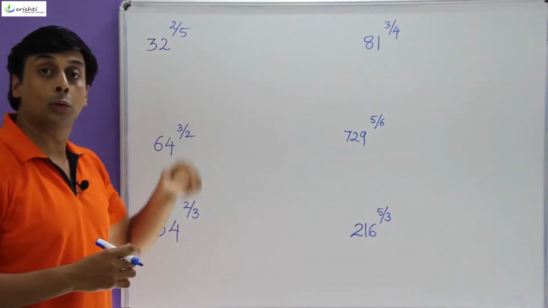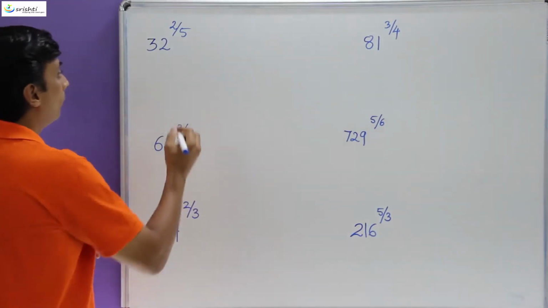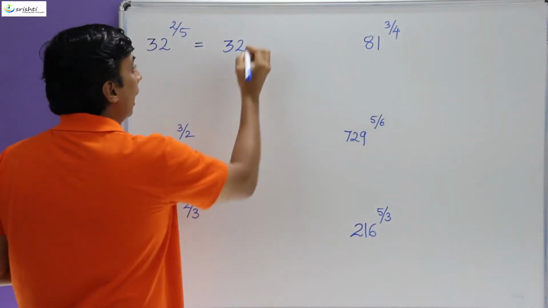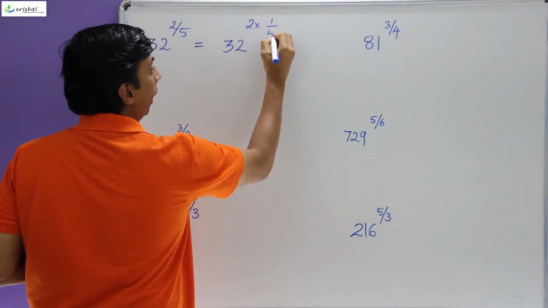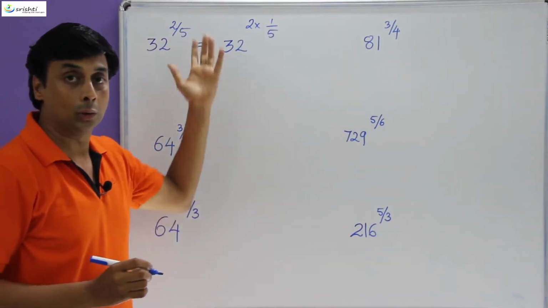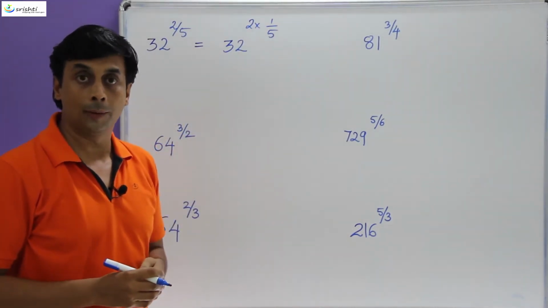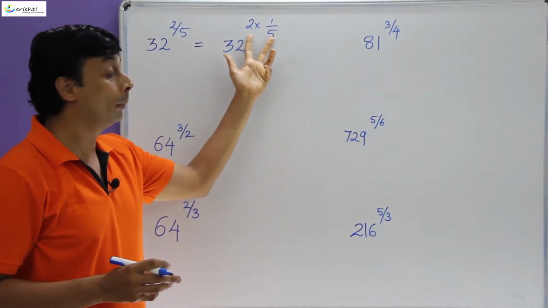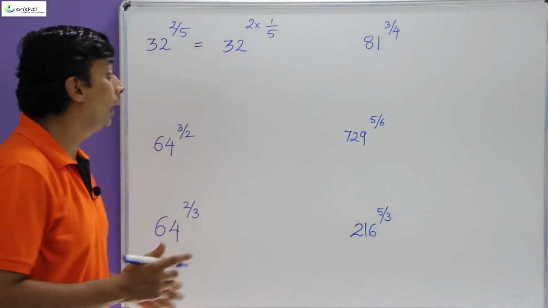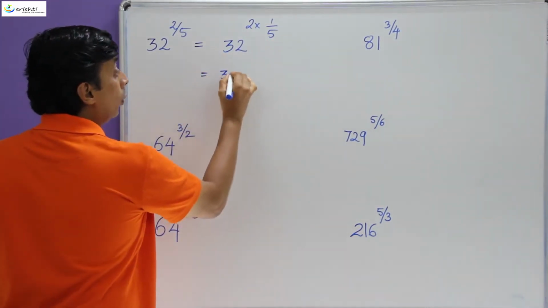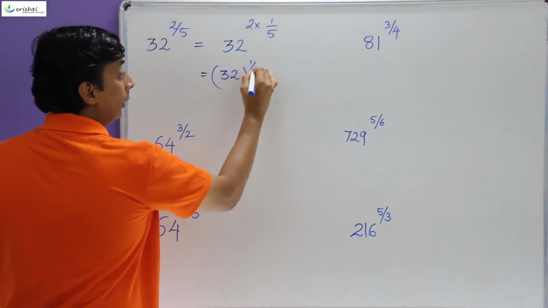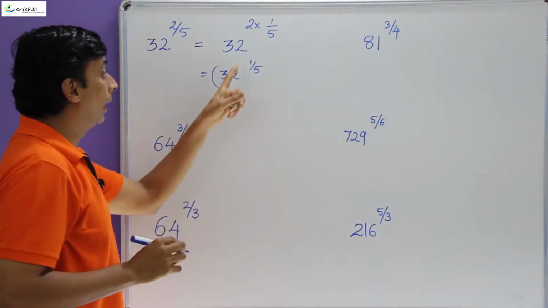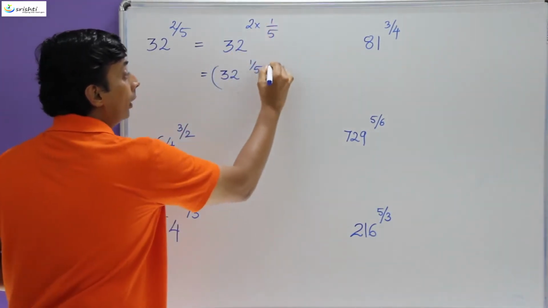So I have 32 raised to 2 upon 5. Now what I am going to do here is, I am going to split this power of 2 by 5 as 2 into 1 by 5. Okay, and I can do that. 2 upon 5 is 2 into 1 upon 5. Now we learnt in the power law that if you have a product of two numbers as your power, you can actually rewrite this as 32 raised to 1 by 5, correct? I can take one power first, so let me remove this bracket. I can write 32 raised to 1 by 5 the whole square.